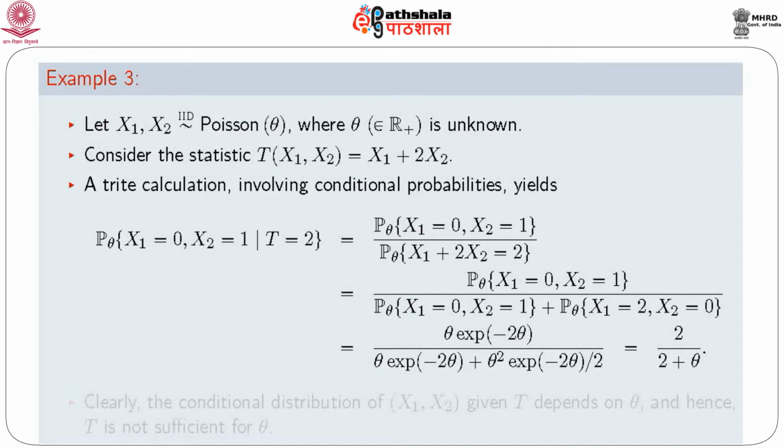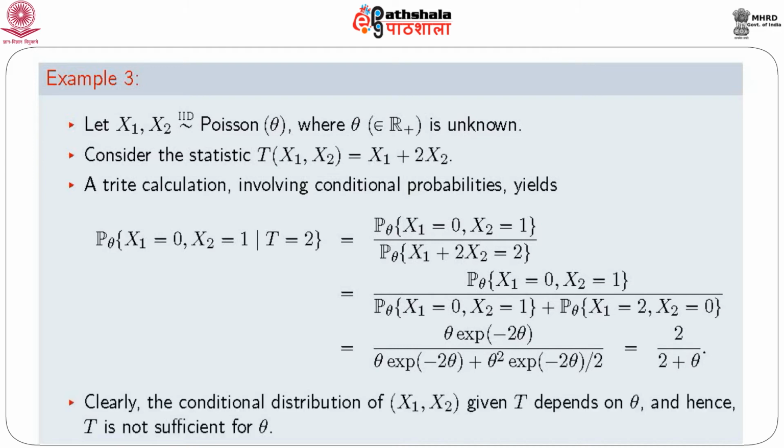Note that the event X1 plus 2X2 equals to 2 can occur in two mutually exclusive ways. One is X1 equals to 0, X2 equals to 1, and the other is X1 equals to 2, X2 equals to 0. Since X1 and X2 are independent, we finally get the conditional distribution as theta into e to the power minus 2 theta divided by theta into e to the power minus 2 theta plus theta square into e to the power minus 2 theta divided by 2, and it finally boils down to 2 by 2 plus theta.